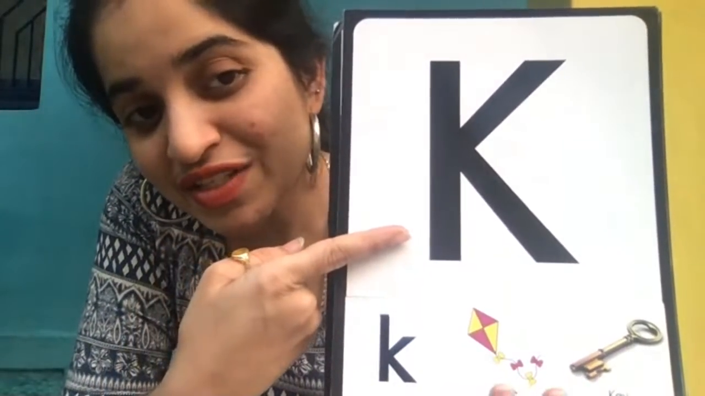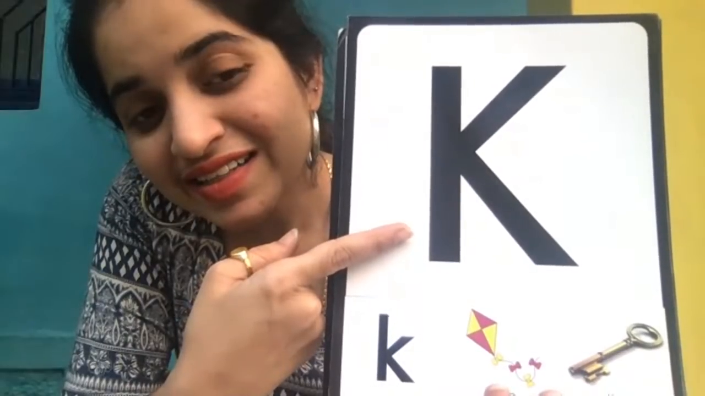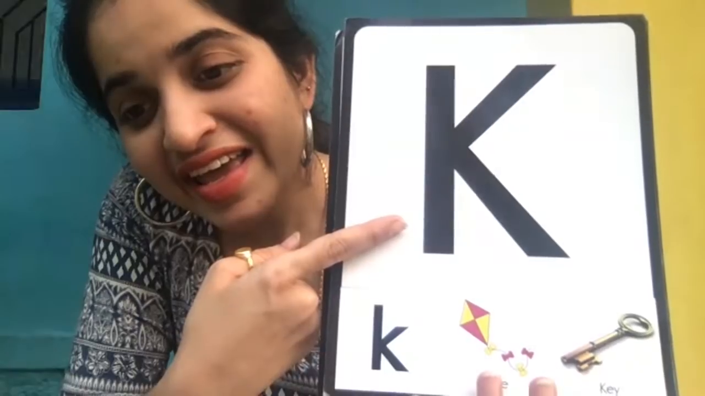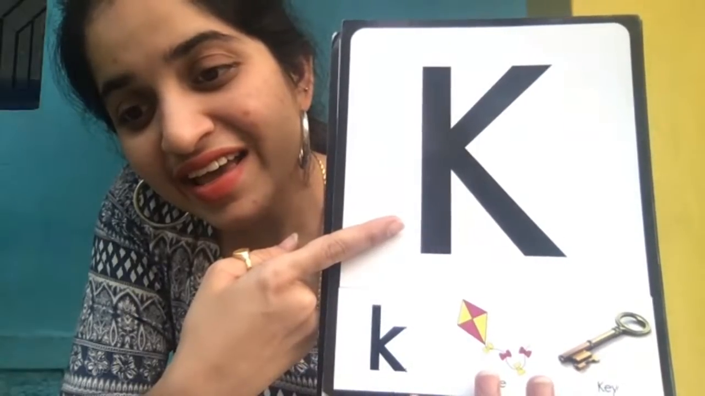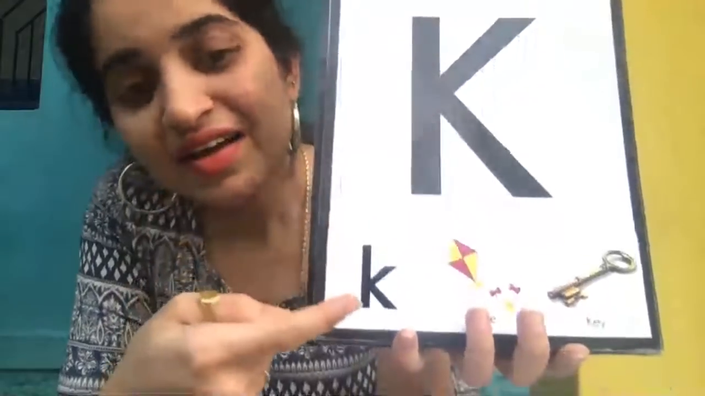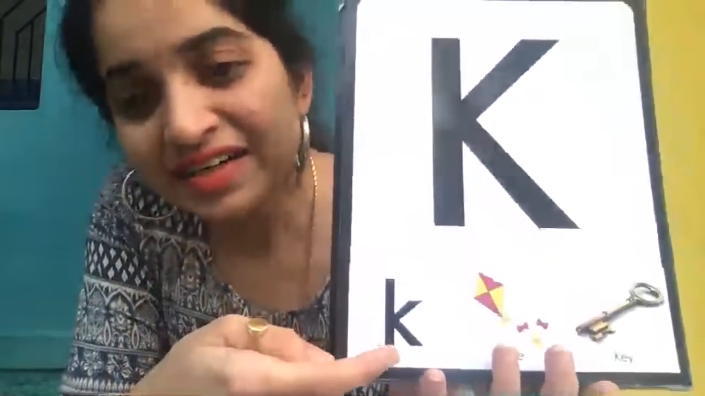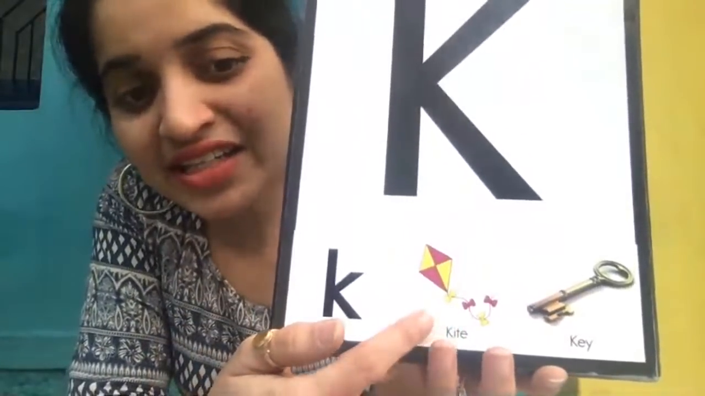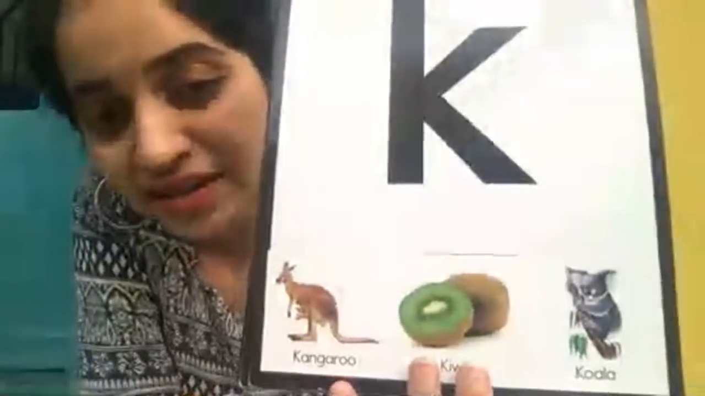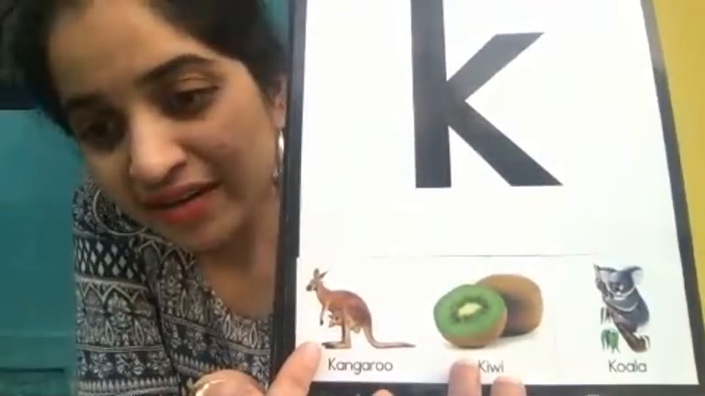Which letter is this one, children? It's K. K says K. Kite. Key. K. Kite. K. Key. More. Kangaroo.